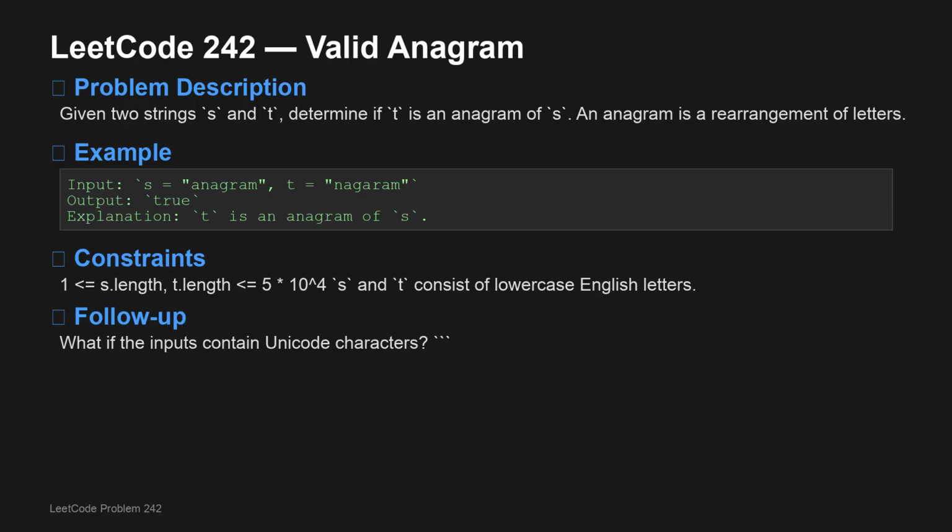Today, we will explore a compelling problem from LeetCode, which asks us to determine if a given string, S, is an anagram of another string, T. An anagram is defined as a rearrangement of letters from one word to form another, utilizing each letter precisely once. Key constraints include that both strings will contain only lowercase English letters and will range in length from 1 to 50,000 characters. These constraints significantly influence our approach to designing an efficient solution.